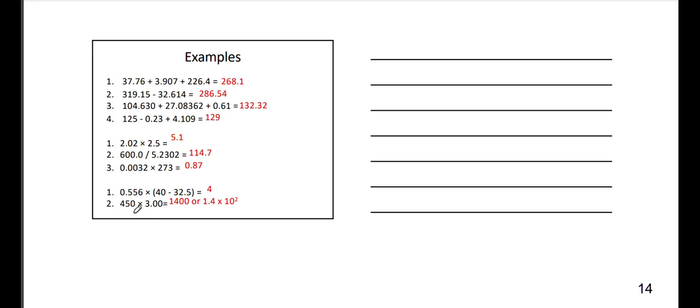So in this case, I have a multiplication, so I'll have to count my sig figs, correct? So how many significant figures do I have on this one? 1, 2, 3 significant figures, right?